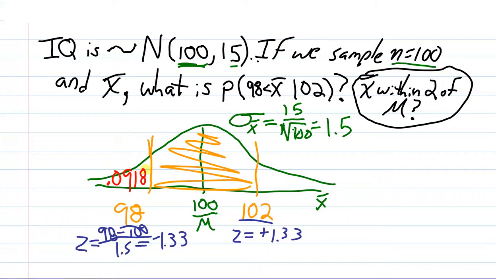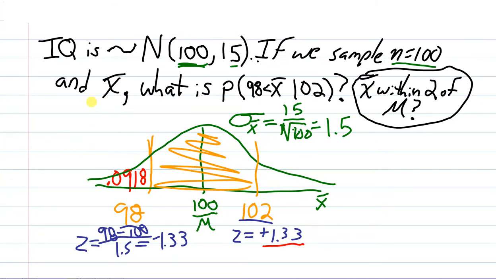Now, normally, what we would do in this kind of situation, and we can do it this way, is we would look up the positive 1.33 in the z-table. And we would get this area of being less than 102, subtract off this area, 0.0918, and we'd get the area in the middle. You can do it that way, and that works perfectly well.